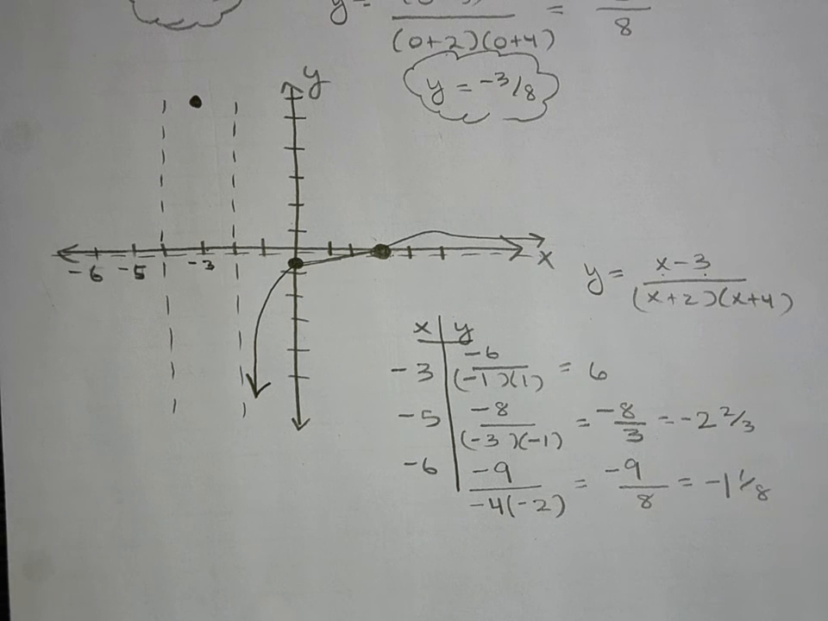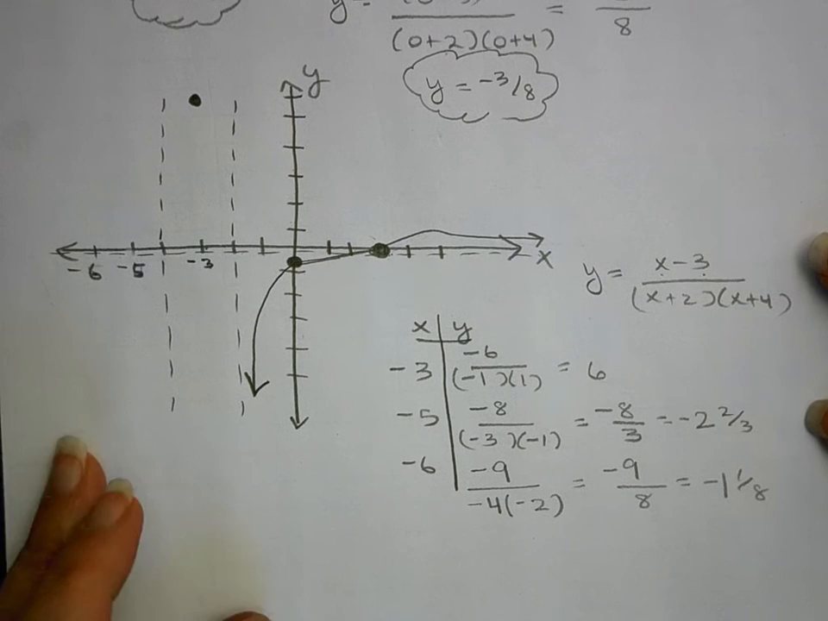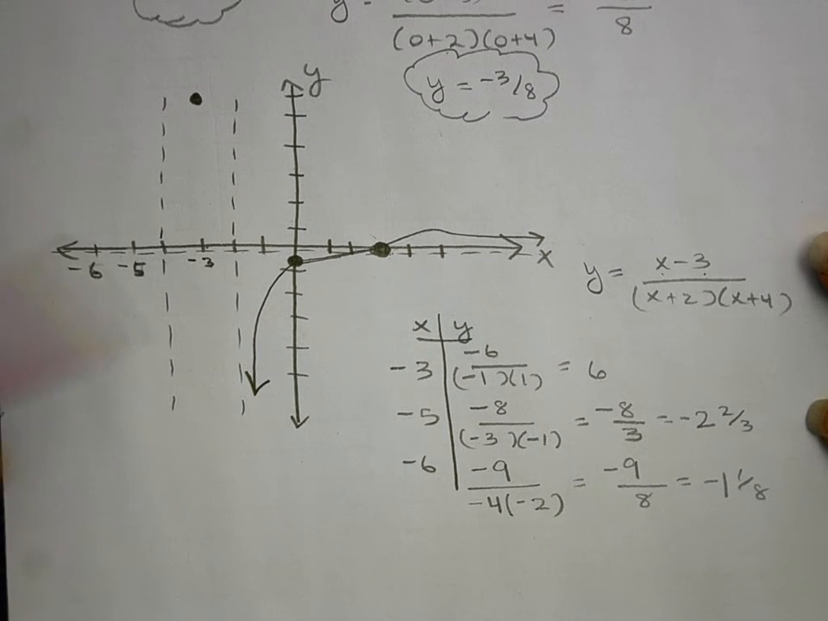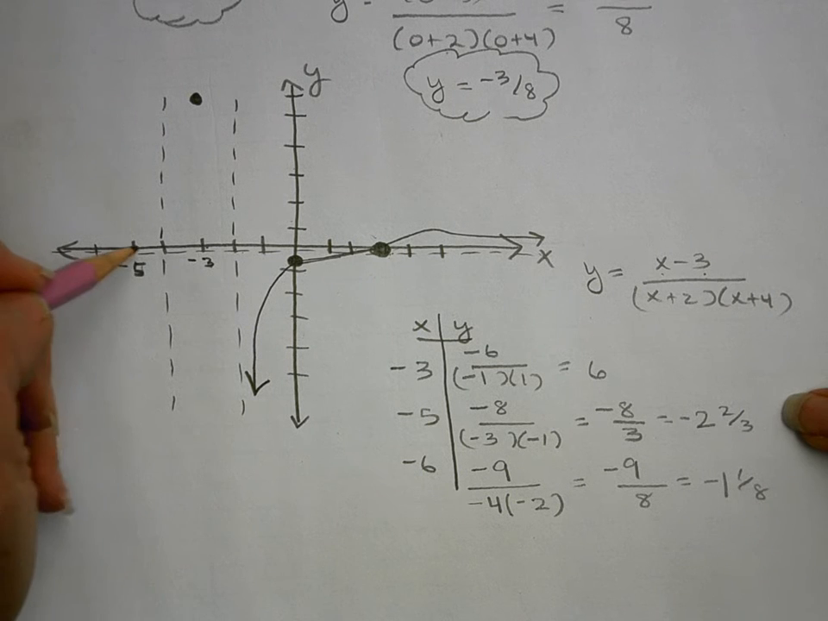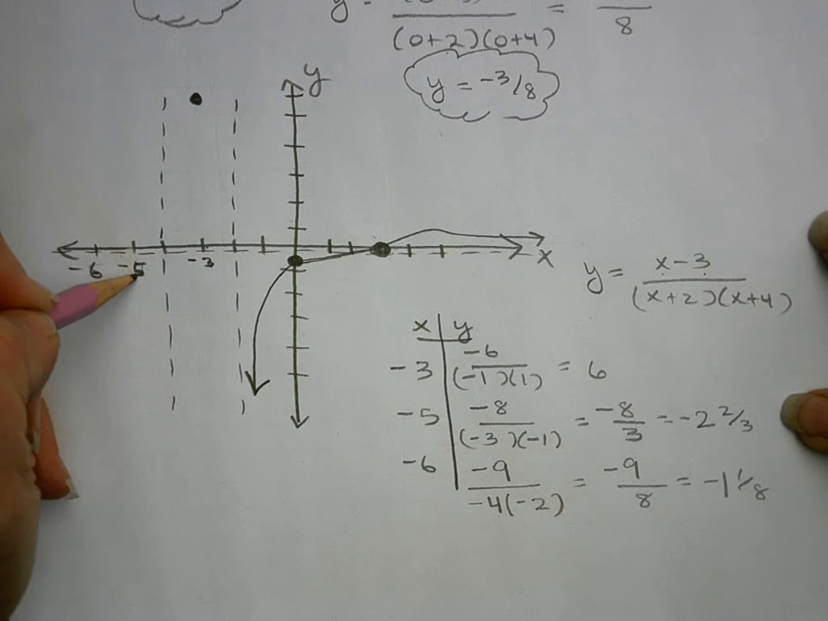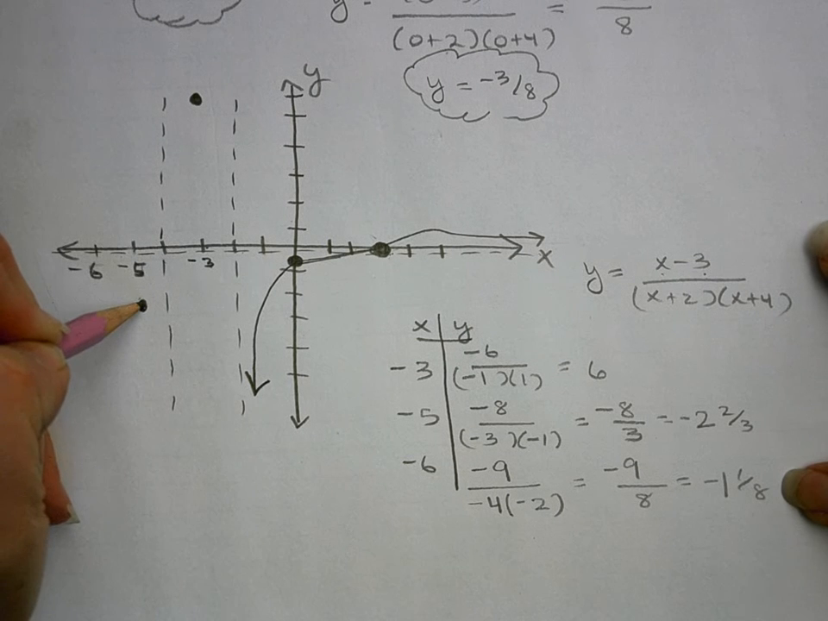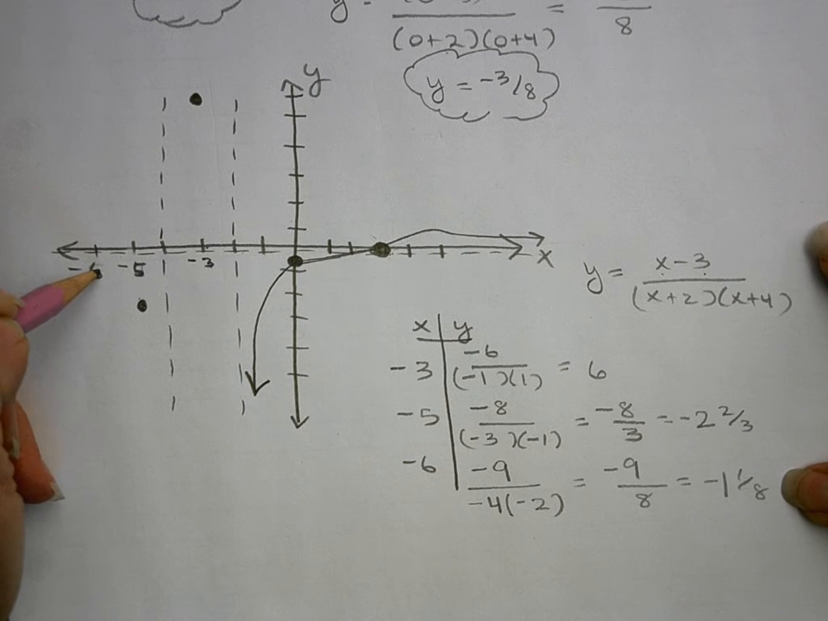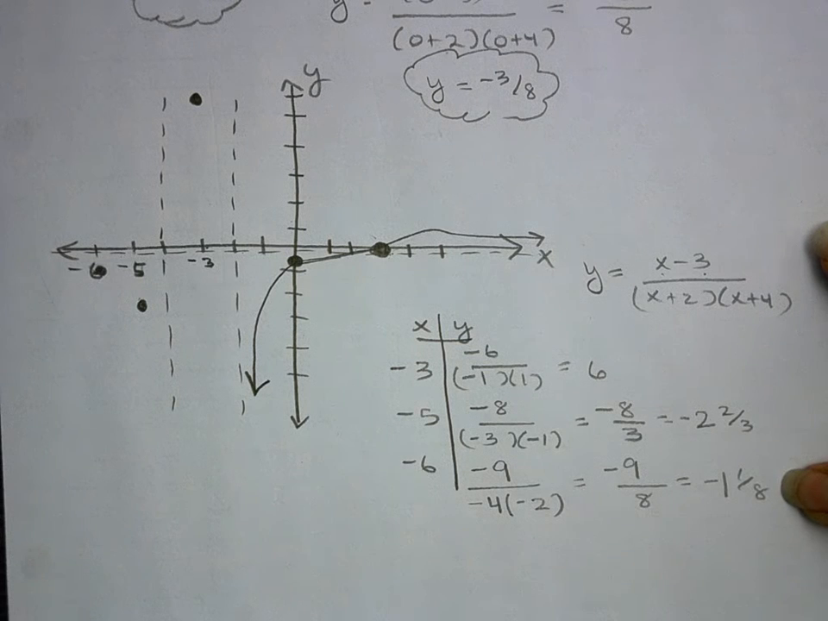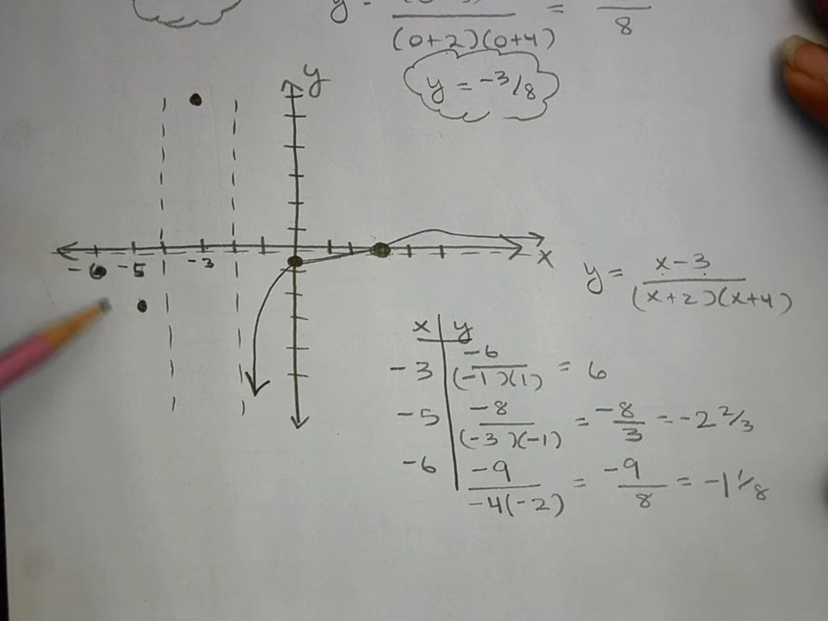So then now once you get those values, just plot your points. So negative 5 and negative 2 2/3. So somewhere around here. And then negative 6 and negative 1 1/8. So somewhere right there. Okay. All right, so I have these 2 dots here, so that gives me a pretty good indication of what the graph is going to do.